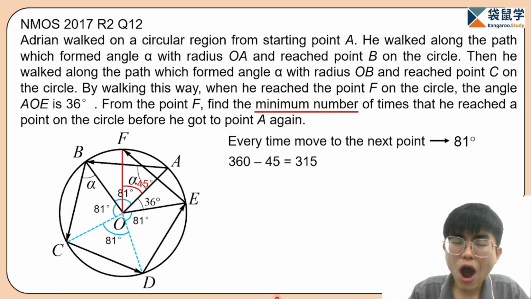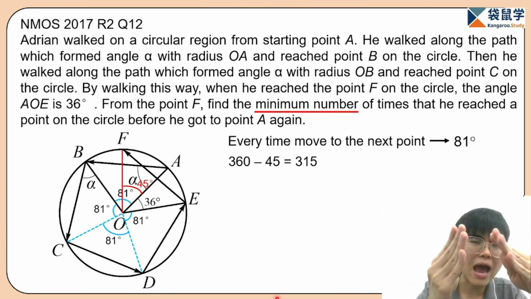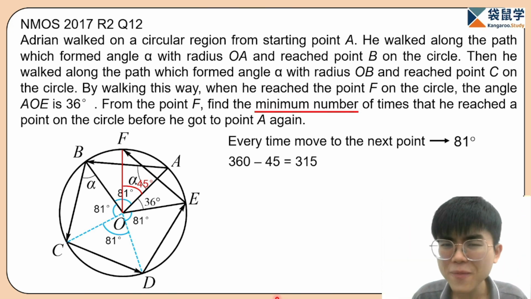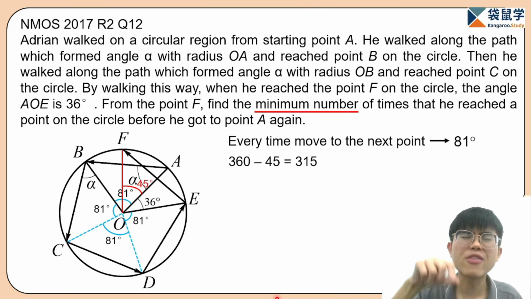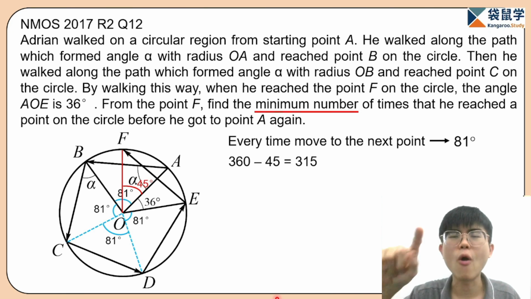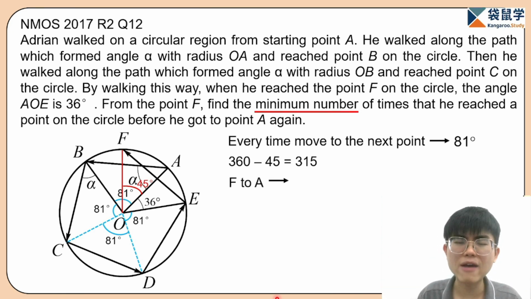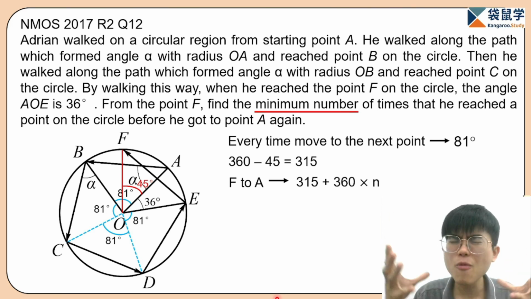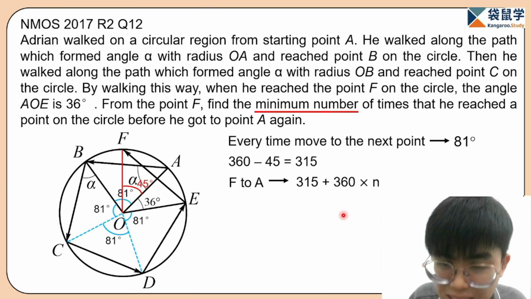But everyone, of course in this question, the agent cannot directly move from point F all the way to point A, right? So in this case, we do not know how many rounds of the circle the agent will go before it finally reaches point A. So you know that for the agent to go from F to A, it will be 315, and we don't know how many rounds there are. We write it as n times already, alright? And each round it will be 360.